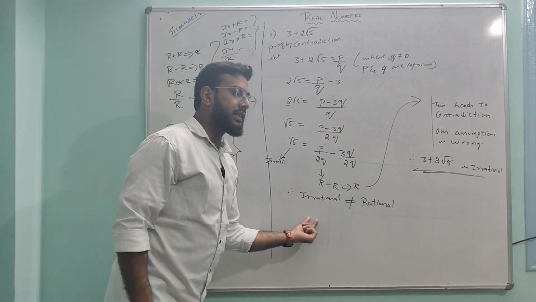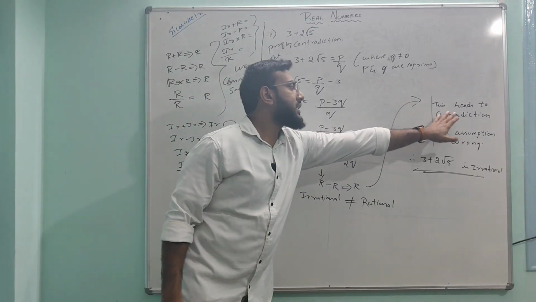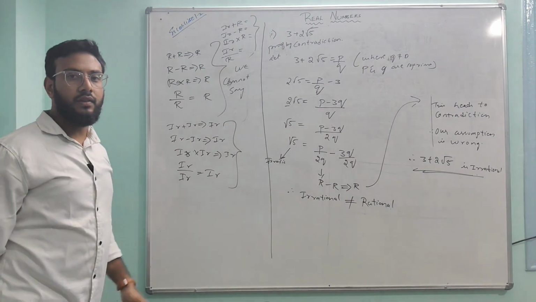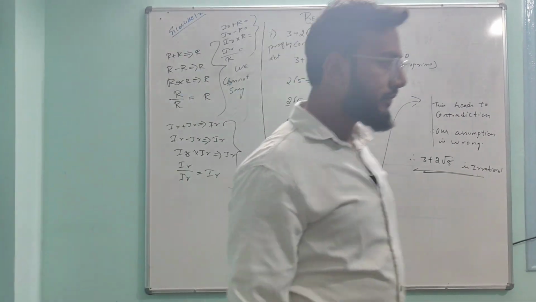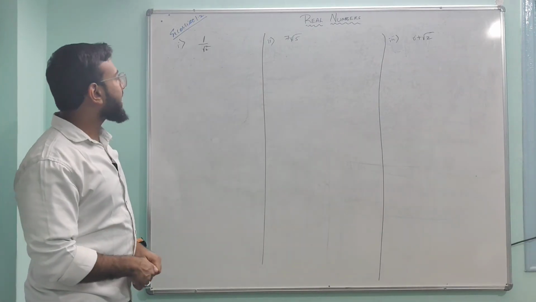Rational minus rational is rational. Irrational is not equal to rational. Therefore, this leads to contradiction. Our assumption is wrong. 3 plus 2 root 5 is irrational. Clear?